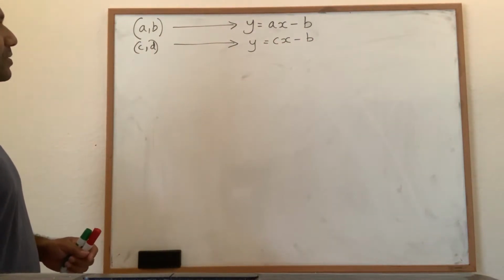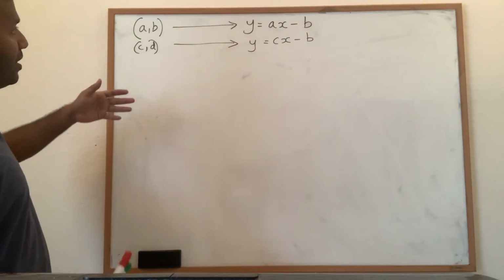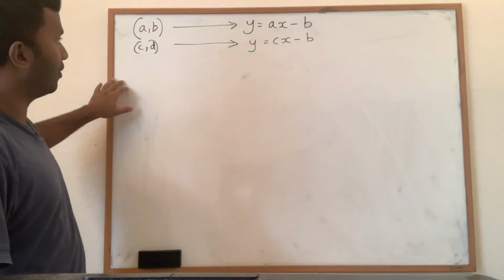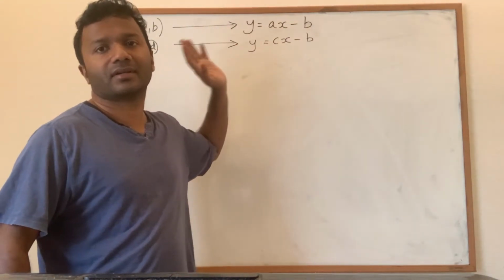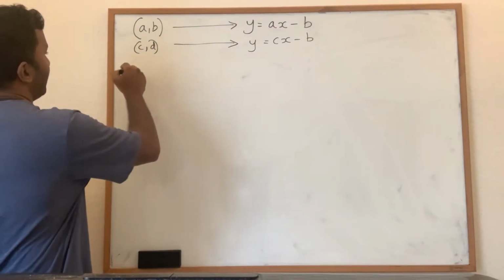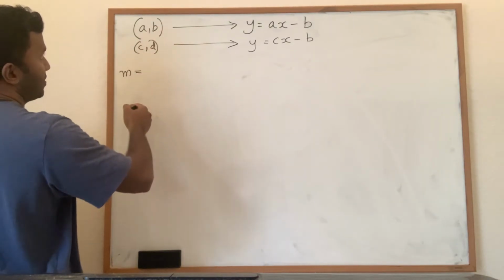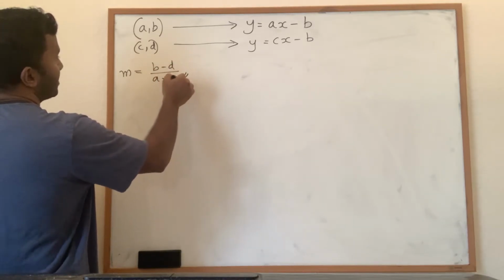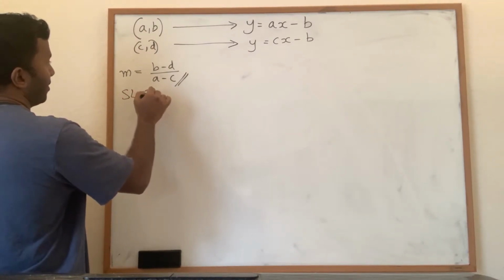Okay, so my objective is this. I want to somehow come up with a relation between the slope of the line between these 2 points and something about these 2 lines. Let's see what we can do. The slope m of the line segment between these 2 points is going to be (b minus d) divided by (a minus c). This is the slope, all right?